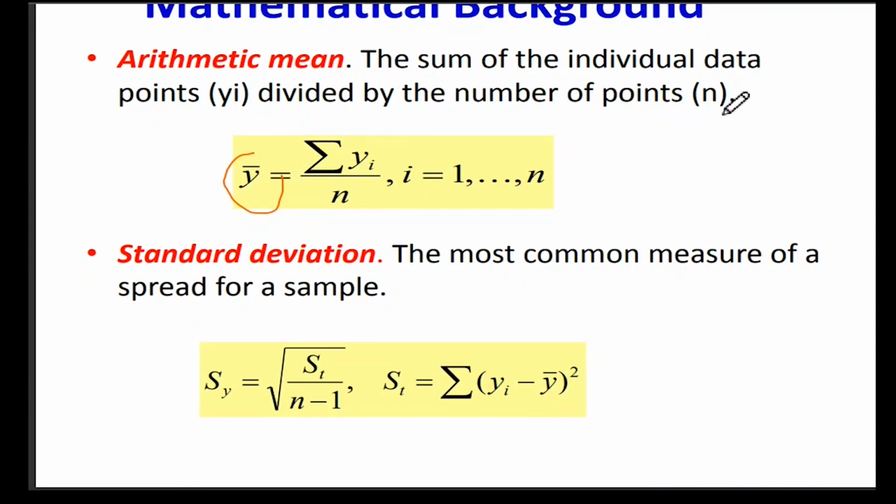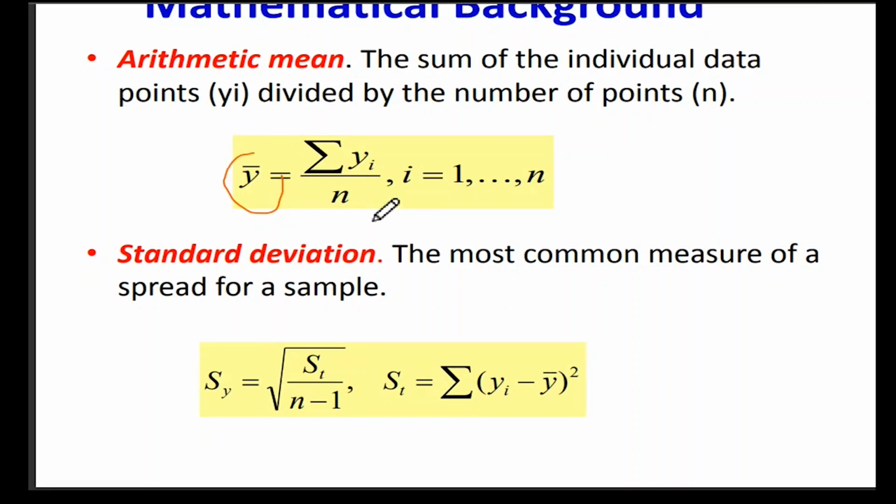If you have n number of points, we need to add up all the individual data points of y. Let's say n is equal to 6, so we have 6 different individual data of y. We add up all those and divide by 6, so we get the arithmetic mean of y.